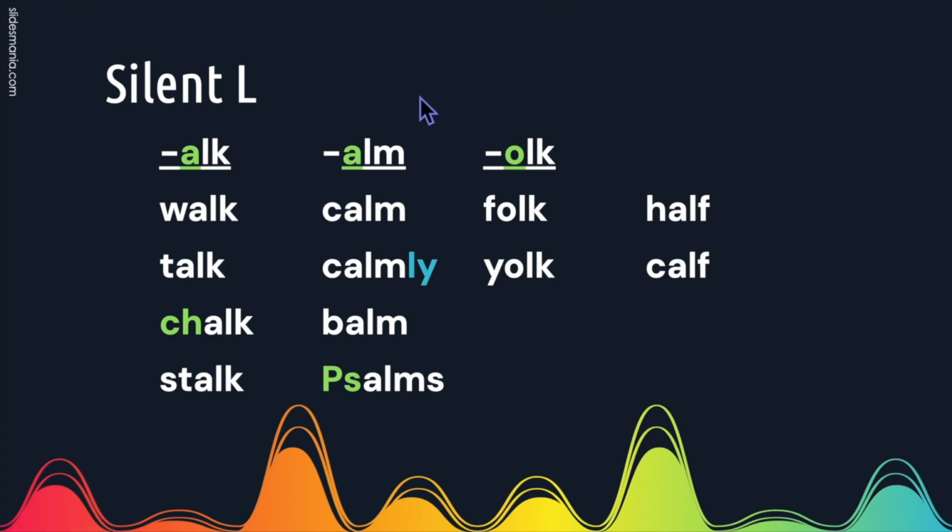In this column, I have words ending in ALM. The A will have its broad sound of ah, and the L will be silent. Here we have calm. We can add a suffix to the root, and it doesn't change the sound of the root. Calmly, balm, and psalms. Notice the P is silent. 2 words follow this pattern with a long O and a silent L. Folk and yoke. And 2 more common words are half and calf.